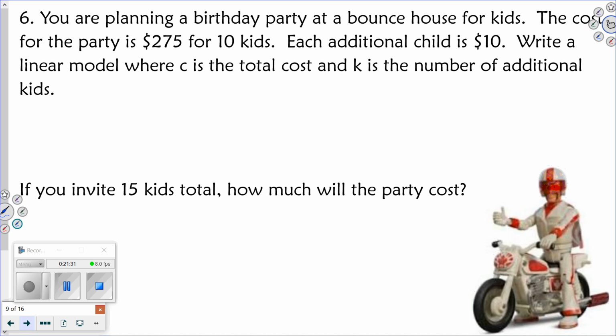All right, number 6. You are planning a birthday party at a bounce house for kids. The cost for the party is $275 for 10 kids. Each additional child is $10. Write a linear model where C is the total cost and K is the number of additional kids. Again, they use C for cost, K for kids. Again, that makes it easier.